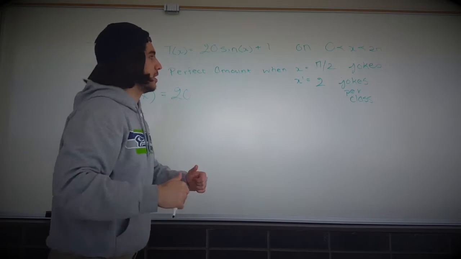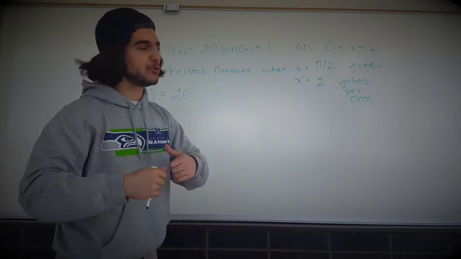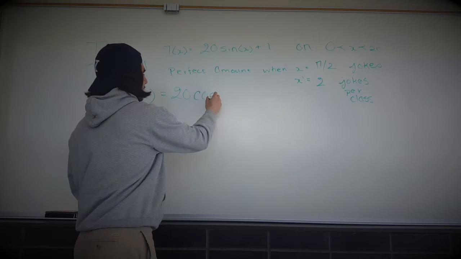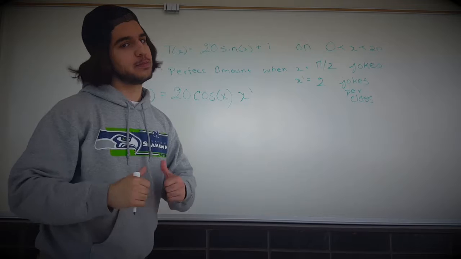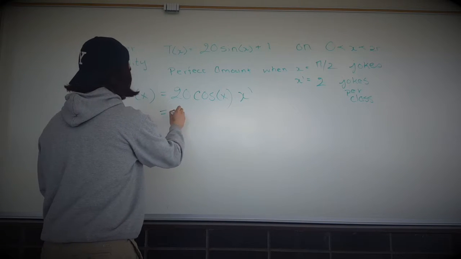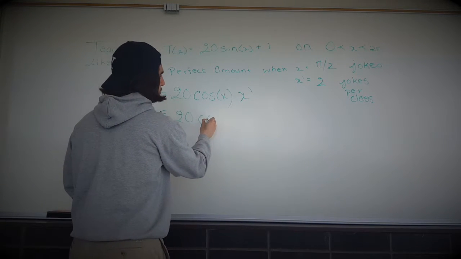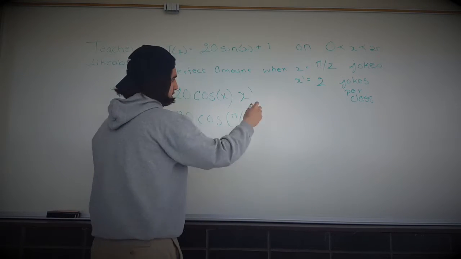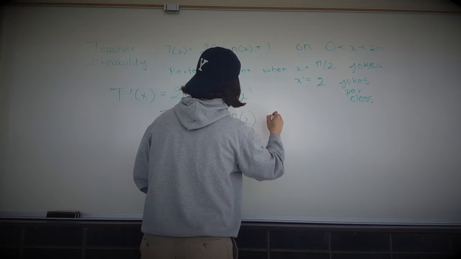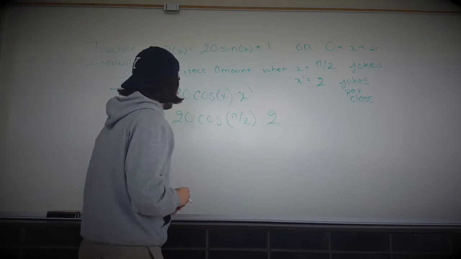Now let's say it all together, guys. What's the derivative of sine? Cosine. Cosine x. Don't forget the x prime, guys. Now it's just a matter of plugging and chugging. So we have 20 times cosine of pi over 2 times x prime, which we have over here, is 2 jokes per class.